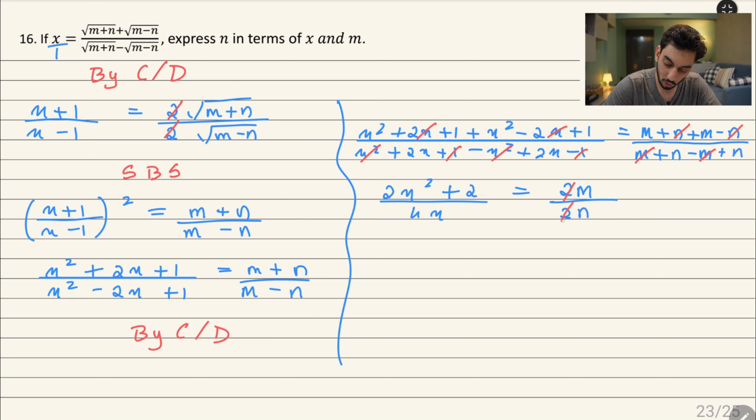Let's cancel out the 2's from both the sides. I can factor out a 2 from here. I'll be left with x square plus 1 upon 4x is equal to m upon n. So it would be 2 times 1 and 2 times 2. So this can be written as x square plus 1 upon 2x is equal to m upon n.